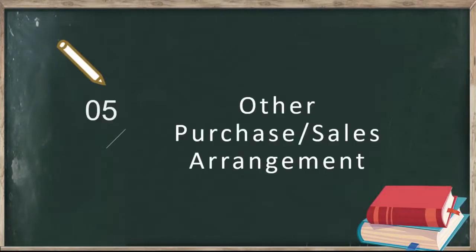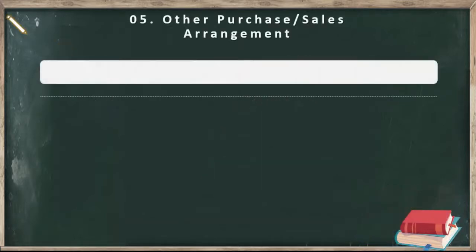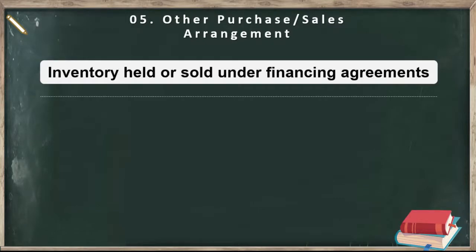Then there are also other purchase or sales arrangements besides the consignment, besides those ordinary sales transactions. And then how do we treat them? So these are additional information on other forms of purchase or sales arrangement.